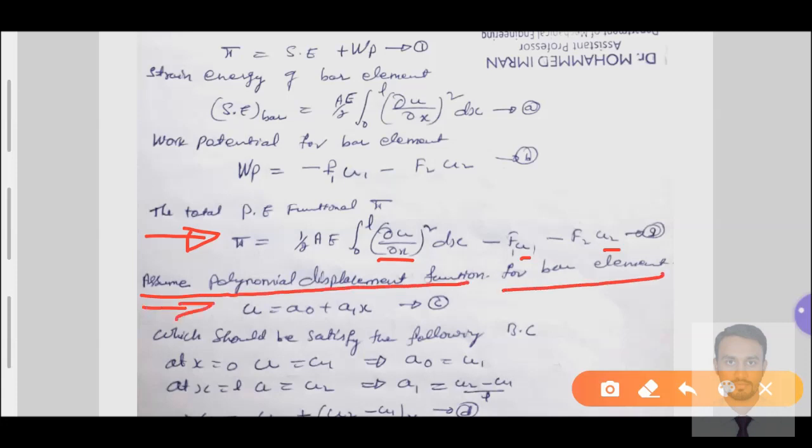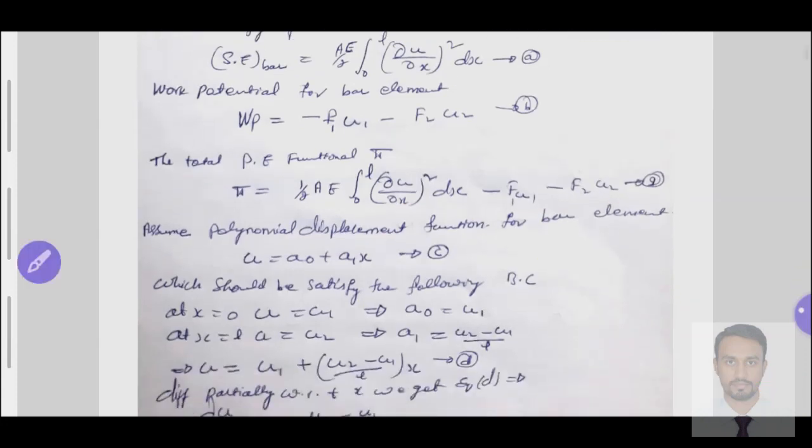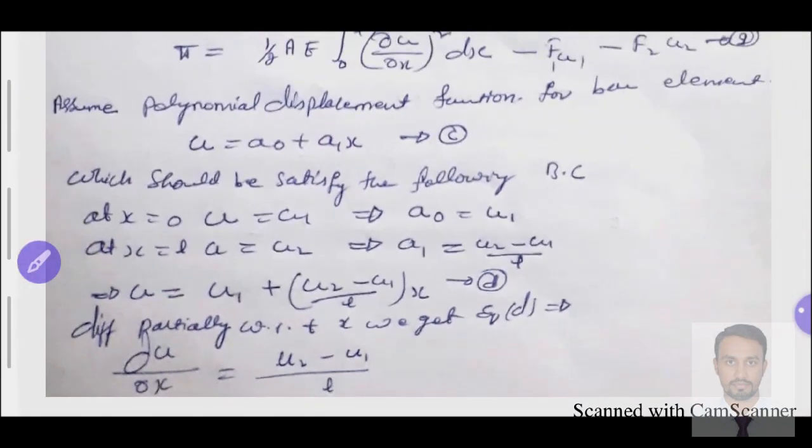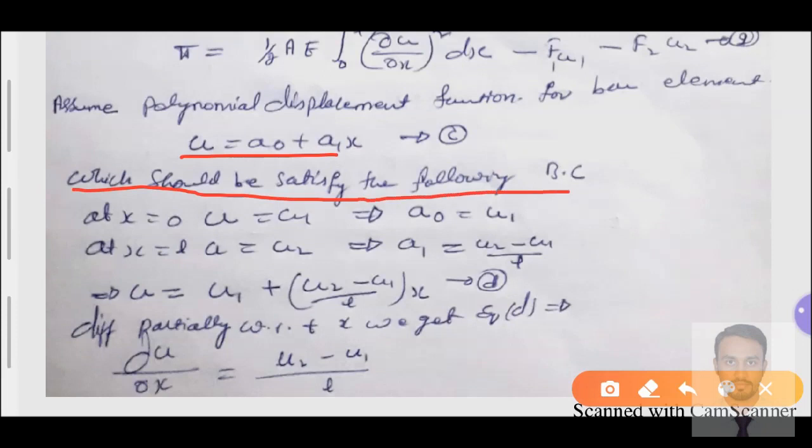The first order polynomial equation has been chosen: u is equals to a0 plus a1x, giving equation number c. In this equation there are two unknowns, a0 and a1. x means it is a length, so we will take x is equals to 0 and x is equals to L. To find these unknowns, we need to apply the boundary conditions. That is the reason the assumed equation should satisfy the boundary conditions.